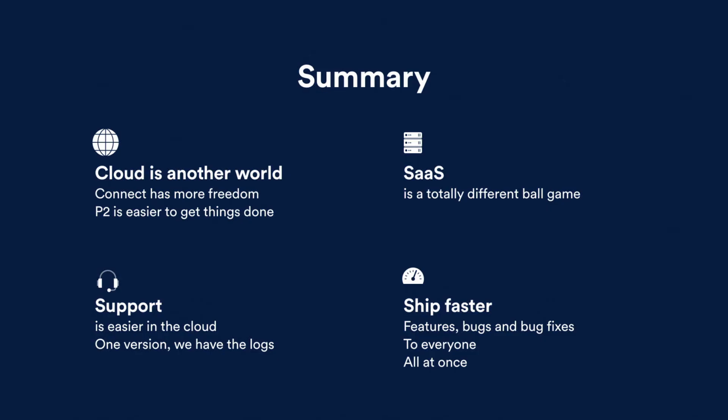So in summary, there are a few key points worth emphasizing. Cloud is another world. It's completely different. You have to think about things in a completely different way. You have a huge amount of freedom in Connect to choose your own technology stack. But sometimes P2 is actually easier to get things done because many of these decisions have been made for you, so you do it the way Atlassian does it. There's not a canonical Connect add-on that you can go and copy, because each use case is different and the way you're trying to do it is different. So you need to think about that.